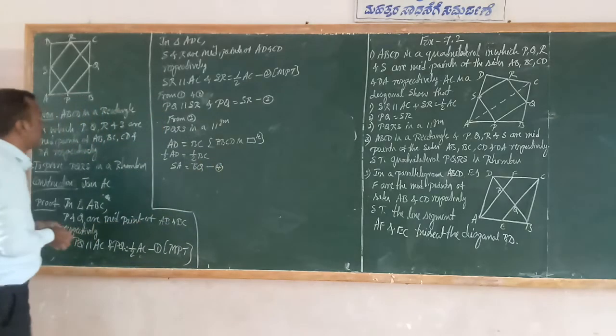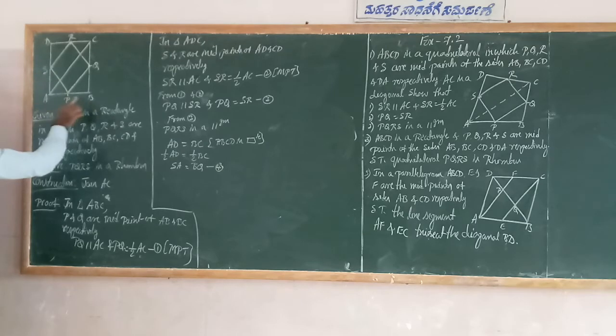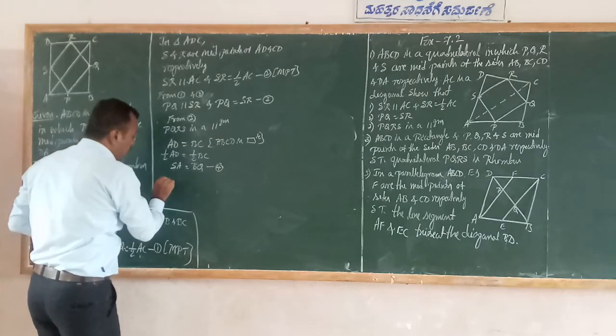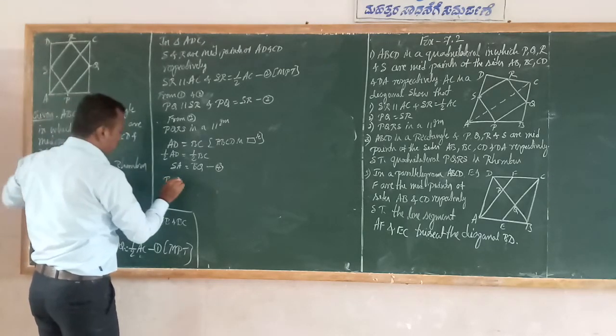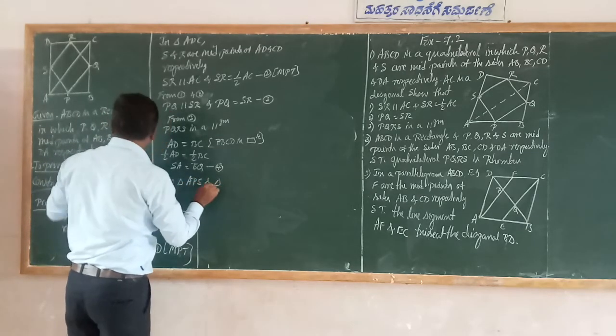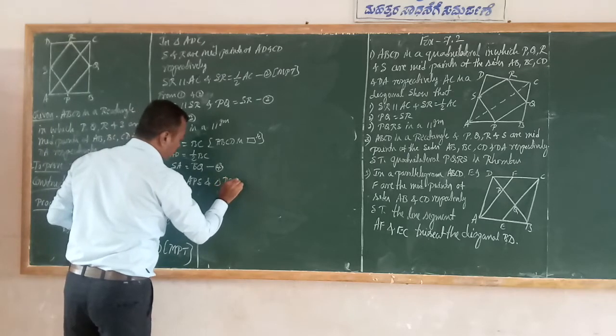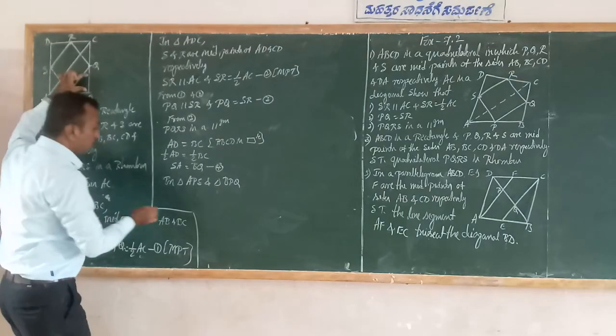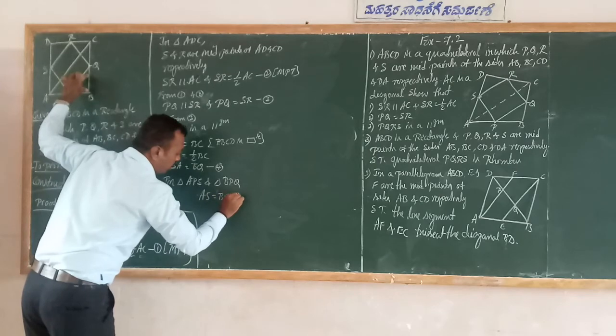Next, students, we have to consider these two triangles, APS and BPQ. If we prove that these two triangles are congruent, automatically PS is equal to PQ. These two sides are adjacent sides. So the adjacent sides are equal. Therefore, in triangle APS and triangle BPQ, AS is equal to BQ, because of equation 4.